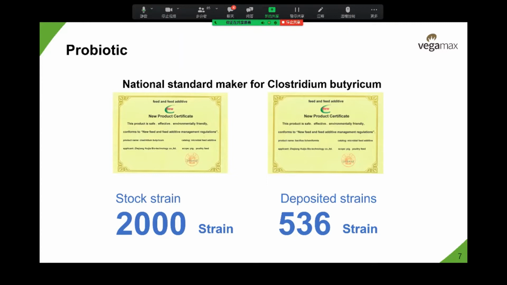For probiotics, the strain is very important because it determines the quality of the product. In our laboratory, we have a large stock of strains, as many as 2,000, and we have also deposited 536 strains in China.